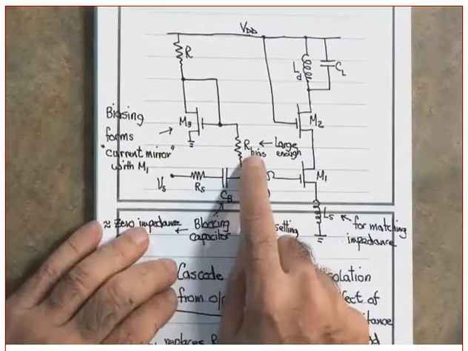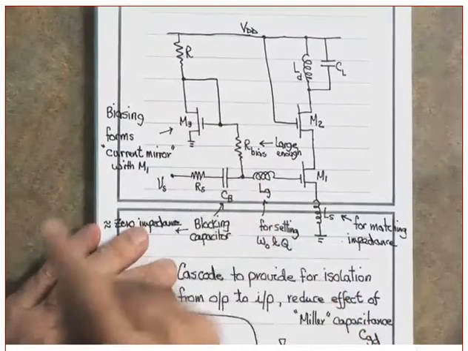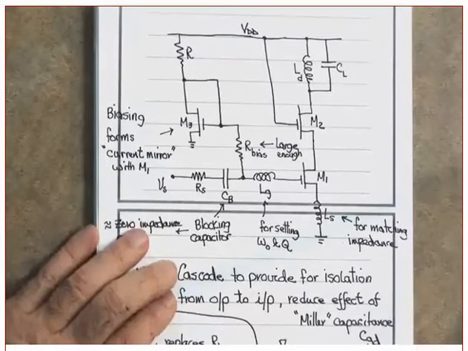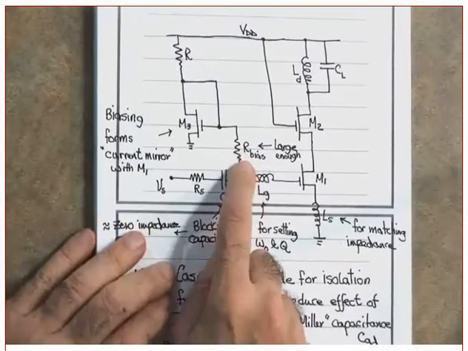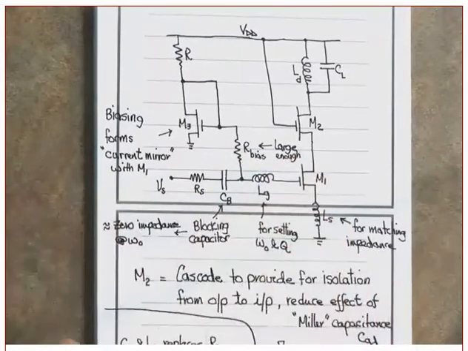This R bias, you need to be careful in choosing it because this bias will also introduce noise. Are you following or not? Will also introduce noise. So you need to take it large enough, but not too large to introduce noises of its own. Clear so far?